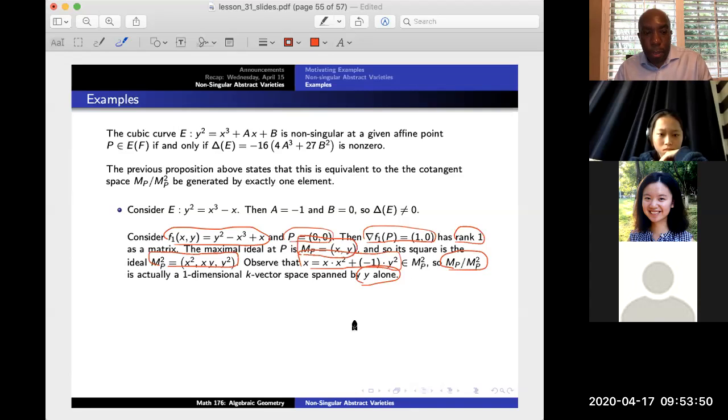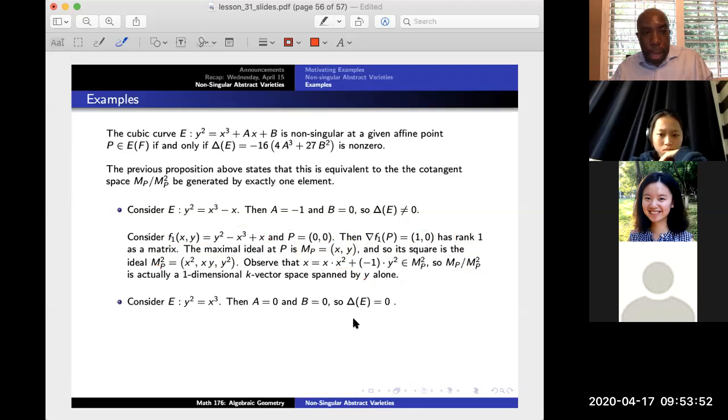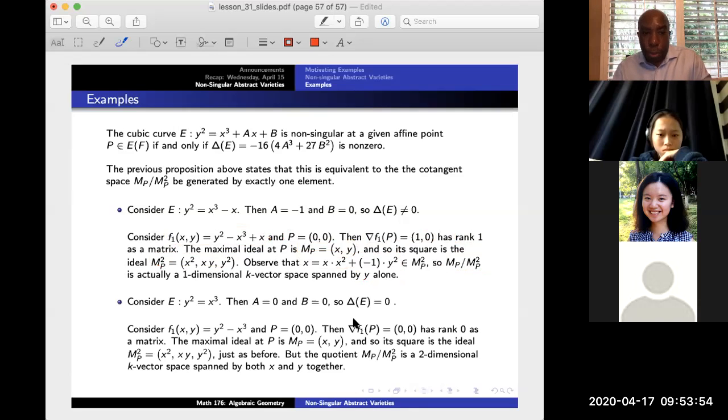Okay. All right. I think for the sake of time, I'm not going to do the second example. The second one was just supposed to say that if things are singular, then actually my MP mod MP squared is a 2-dimensional vector space. Everything is totally screwed up. Right. But I think I'll just worry about that later, maybe if anyone has questions for office hours. So do you have any questions then on anything that we've talked about here today?